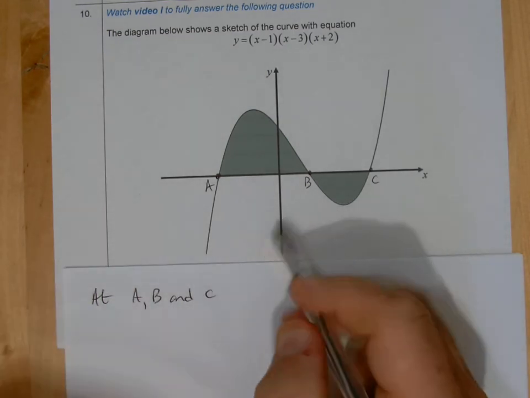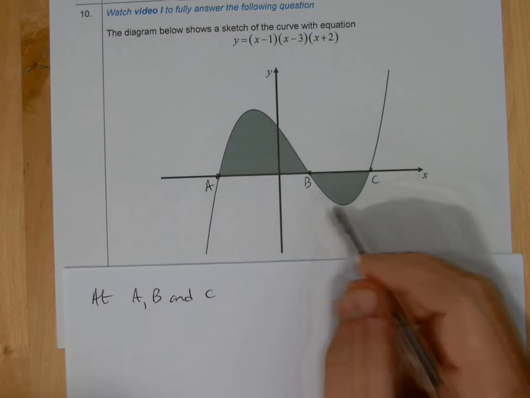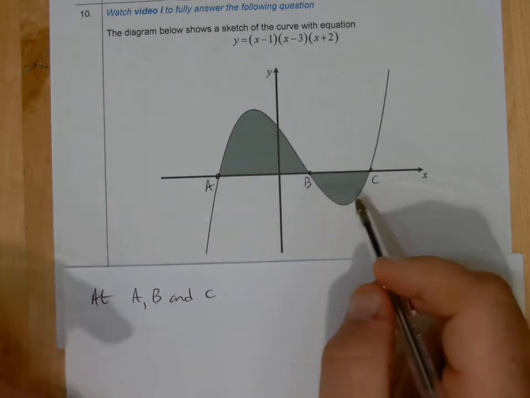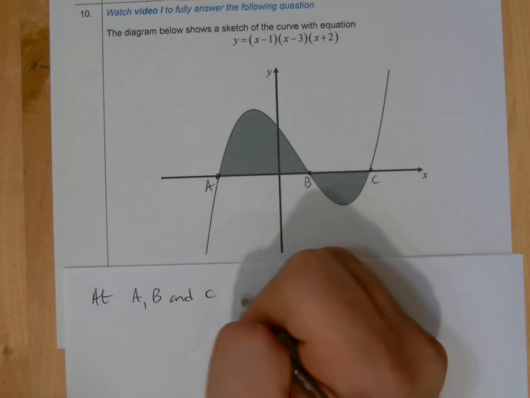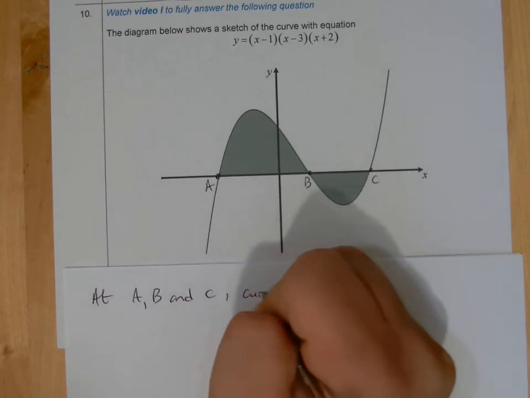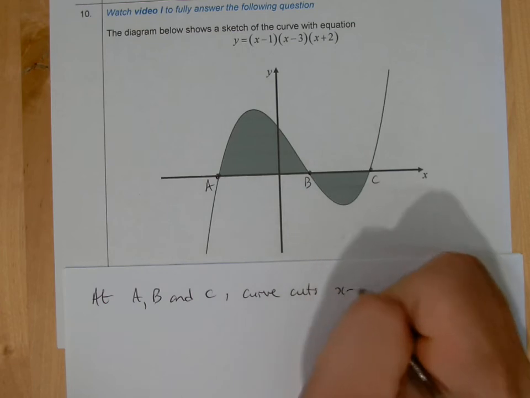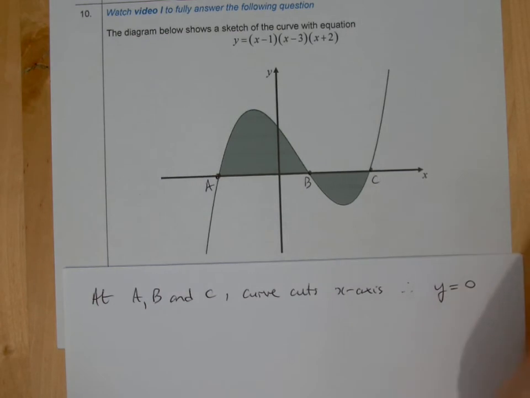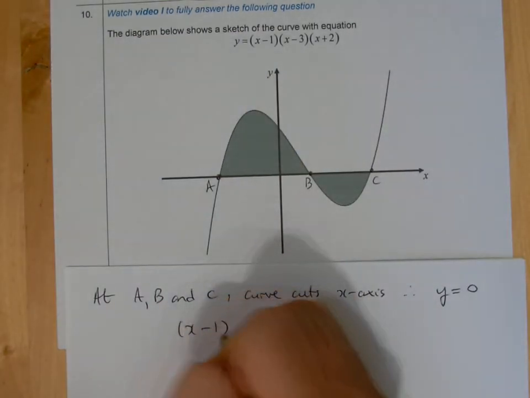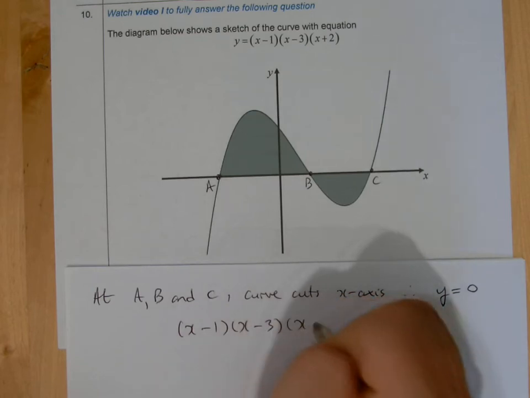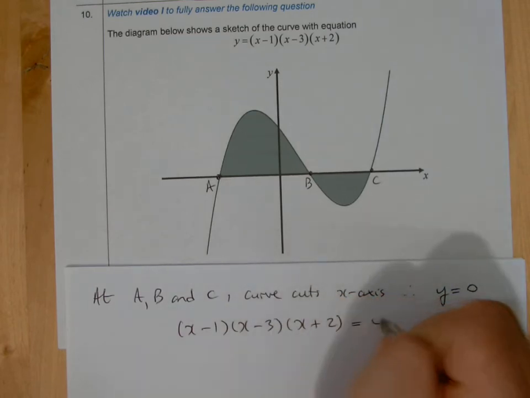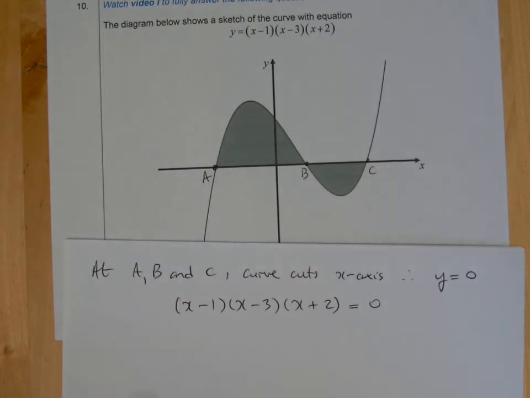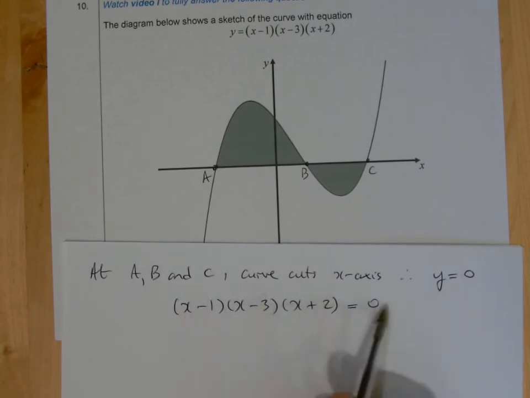The main thing is that you state that the curve cuts the x-axis at 3 points, and y will equal 0 there. So A, B, and C, the curve cuts the x-axis, therefore y is equal to 0 at these points. So we could say, x minus 1, x minus 3, x plus 2 is equal to 0. When you've got 3 brackets times together equals 0, it's exactly the same process as when we've got 2 brackets with a quadratic, because you've got this times this equals 0.